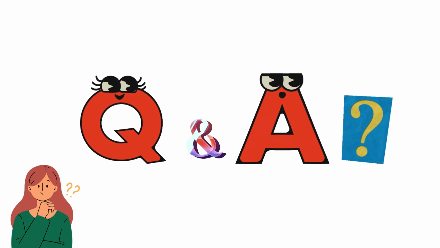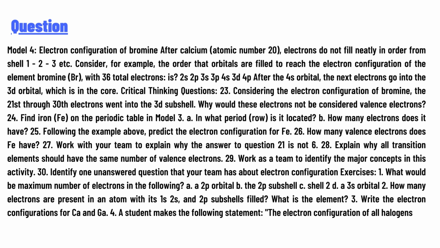So our today's question is the model for electron configuration of bromine after calcium, atomic number. Electrons do not fill neatly in order from shell 1, 2, 3, etc. Consider for example the order that orbitals are filled to reach the electron configuration of the element bromine with 36 total electrons: 2s, 2p, 3s, 3p, 4s, 3d, 4p.